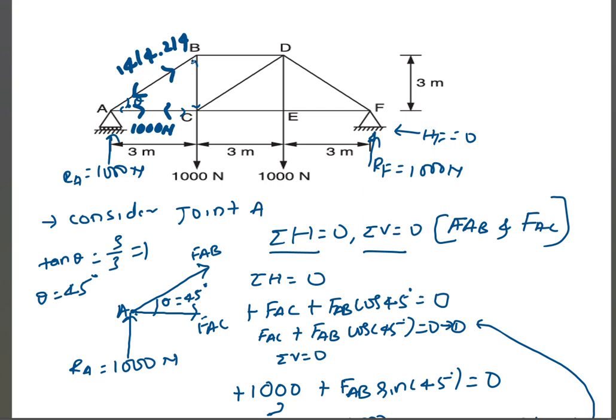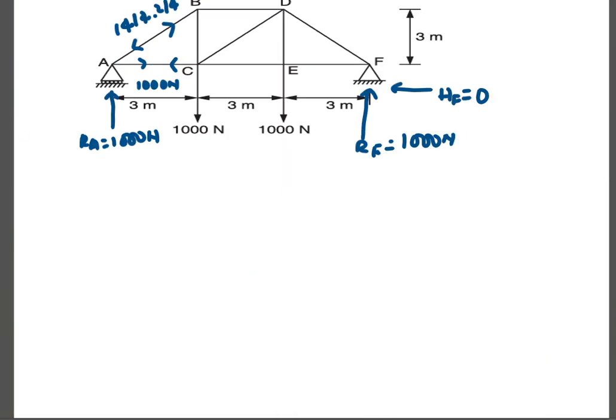Now consider joint B and find the member forces connected with joint B. So by considering joint A, you got the forces in the members FAB and FAC. Now consider joint B.